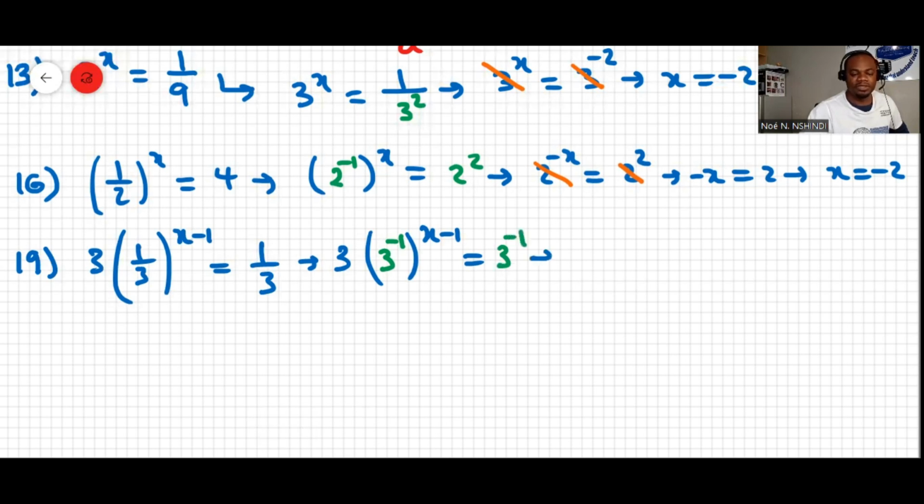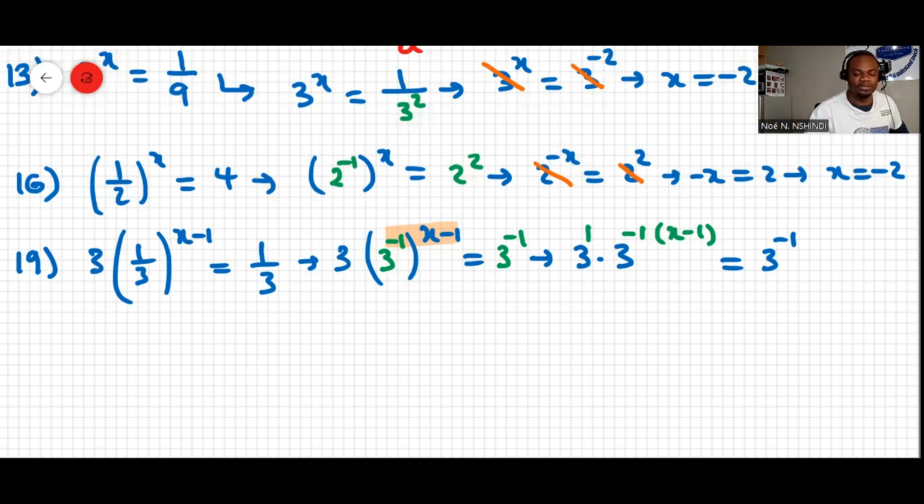Now this will be 3 multiplied by 3 to the, careful here, we're going to times the exponent here. We're going to do negative 1 times x minus 1. So this is going to be negative 1 times, I must do that in the bracket, equals 3 to the negative 1. Okay, now remember over here we have also an invisible exponent there.